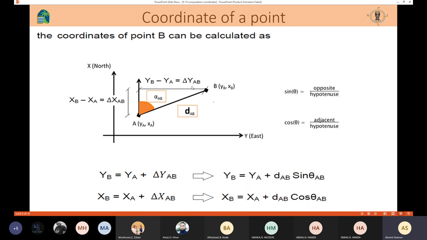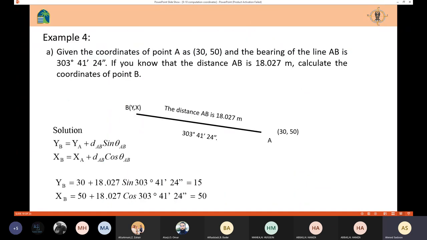and B. So if you encounter a case where it's required to determine the coordinate of the ending point, you are going to use these two formulas to determine YB and to determine XB. Now, let's see an example. We have this example here.